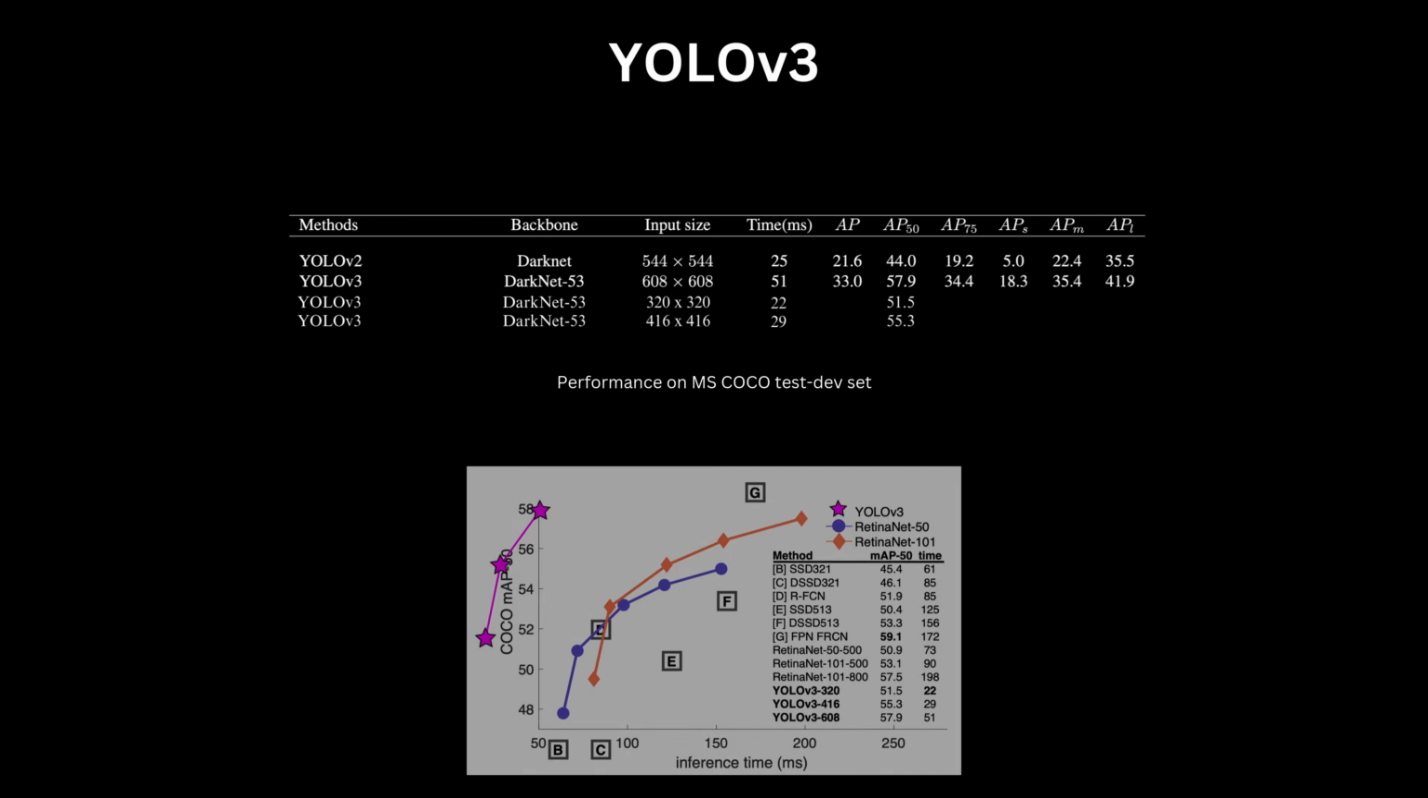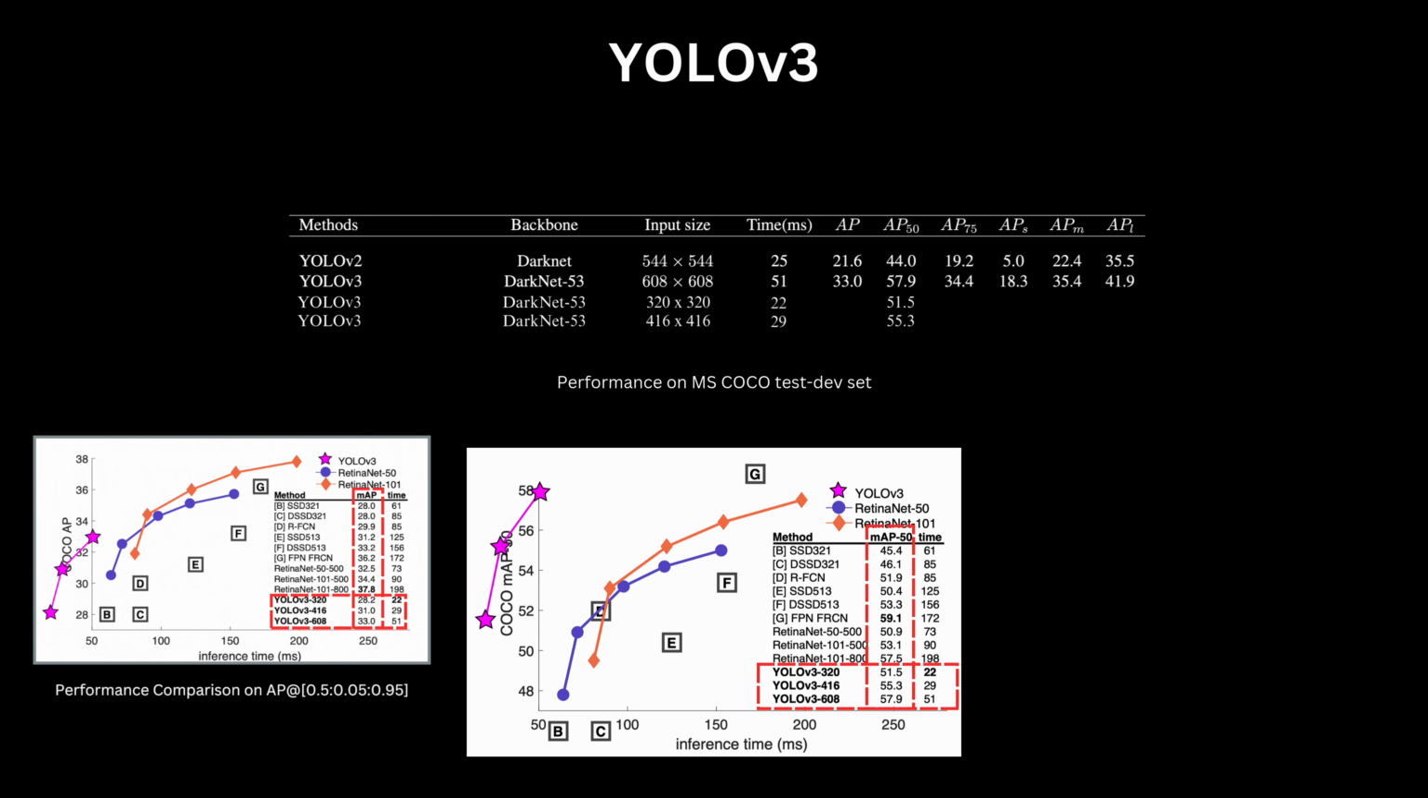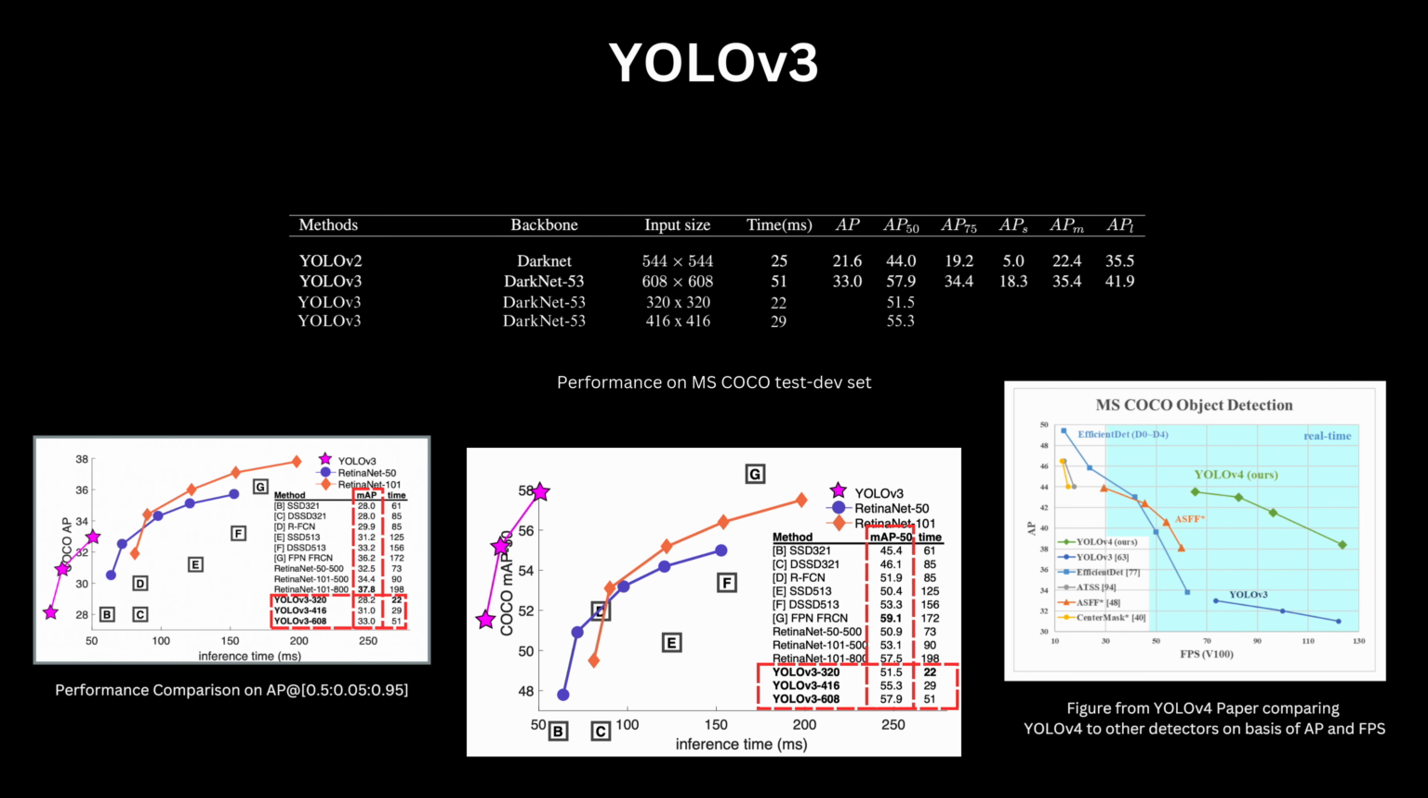Comparing YOLOv3 to other detectors on the AP50 metric, YOLOv3 ends up being the best in terms of speed, and its accuracy is also on par with the best performing models. But it's still behind if we use the AP at all thresholds metric. However, with future versions of YOLO, we end up even bridging that gap. So that was all about YOLOv3. This video was mainly to give an overview of changes made in YOLOv2 and YOLOv3.